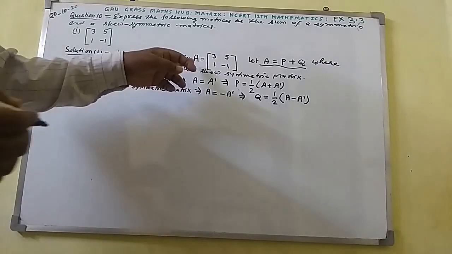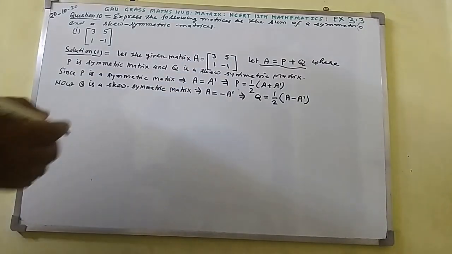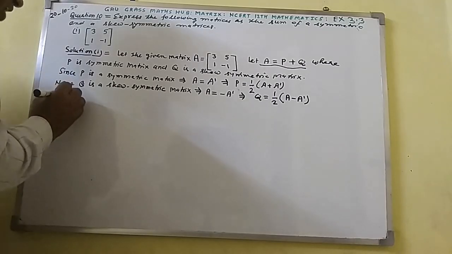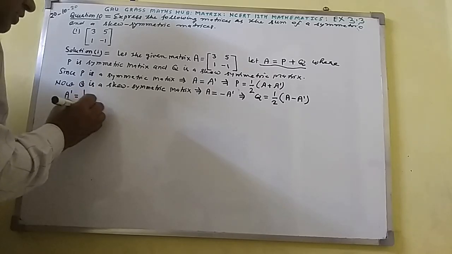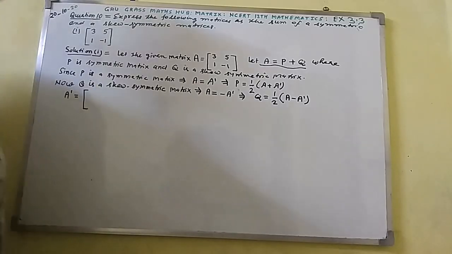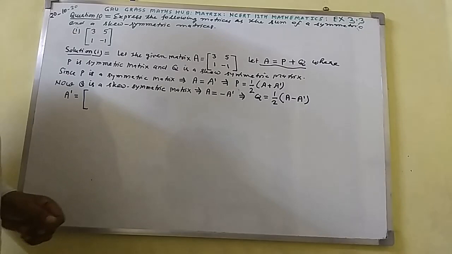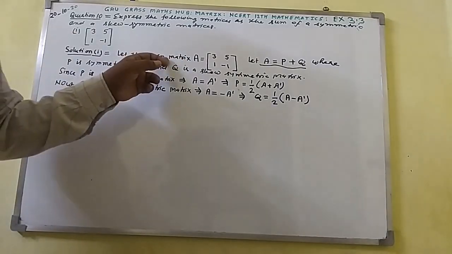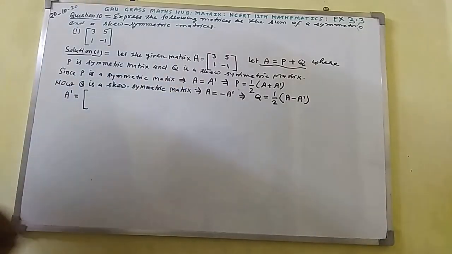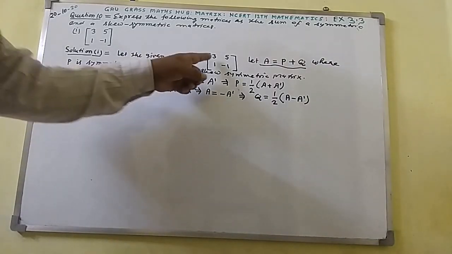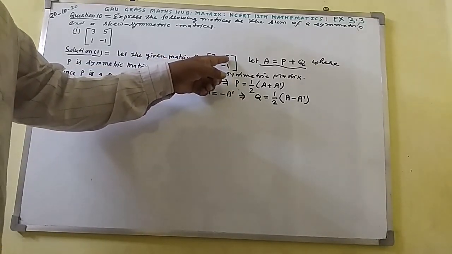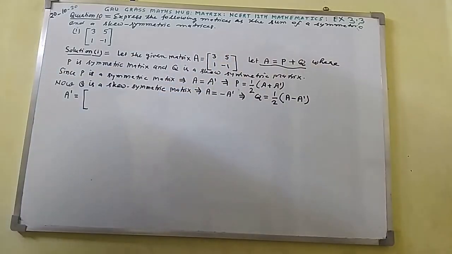So from the given matrix A, I shall get the transpose of A. Here I shall write transpose of A equal to. You can see the given matrix A is there. The transpose of A will become, here the first row will be converted into the first column.